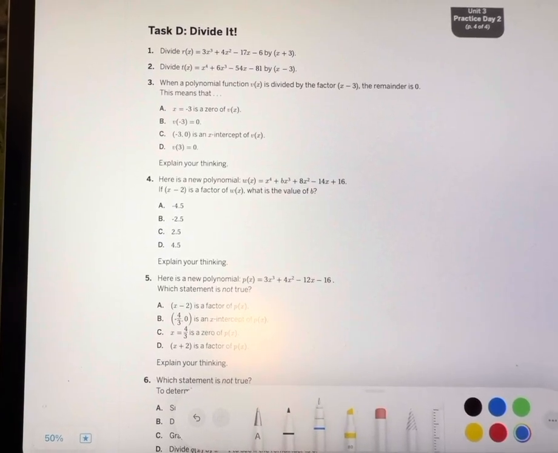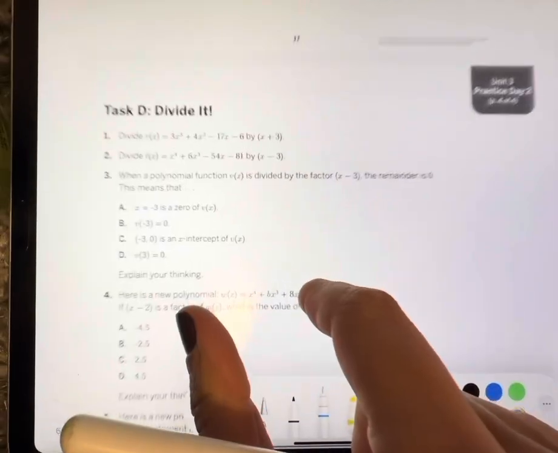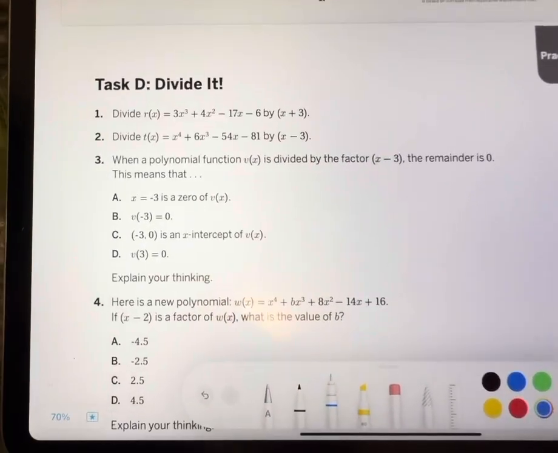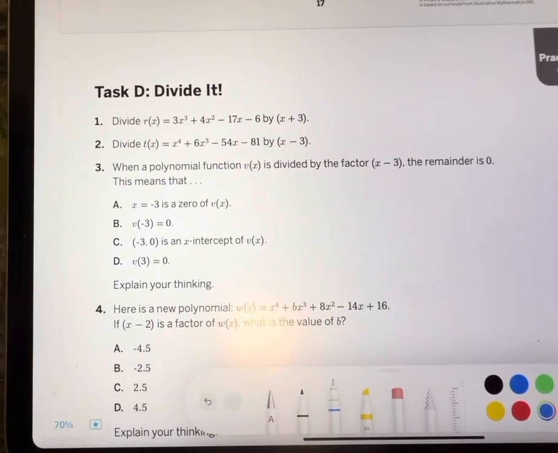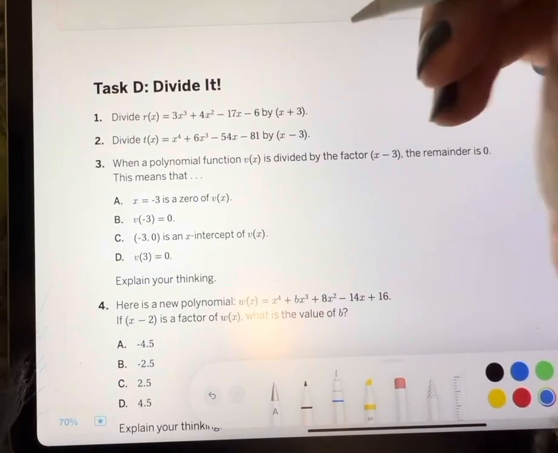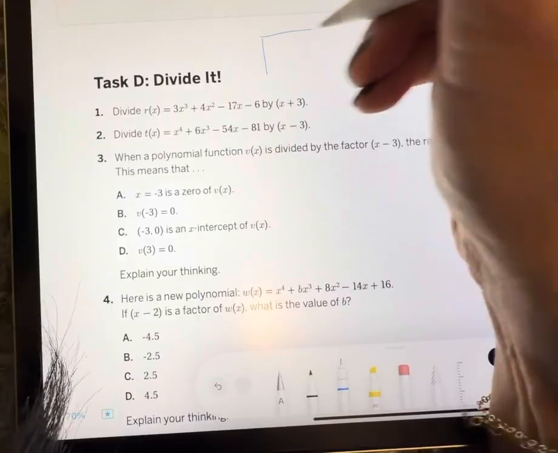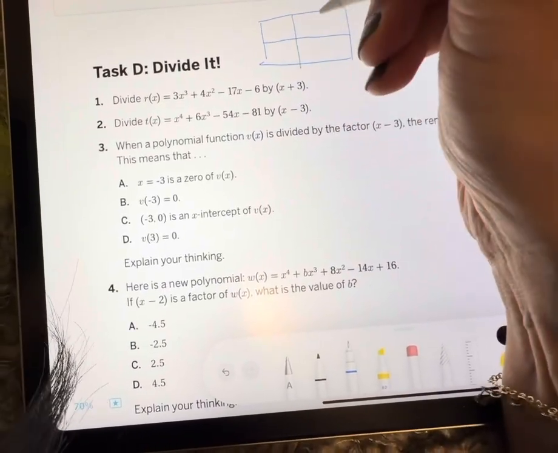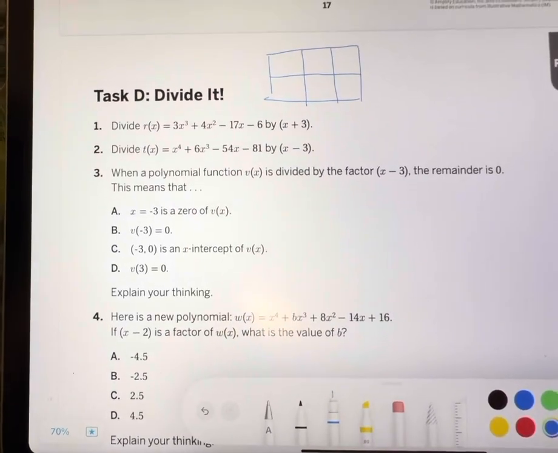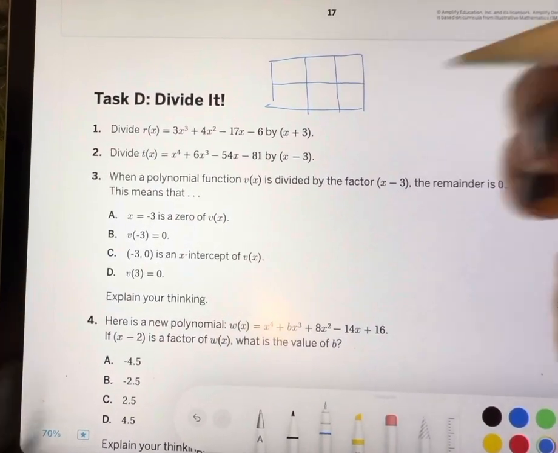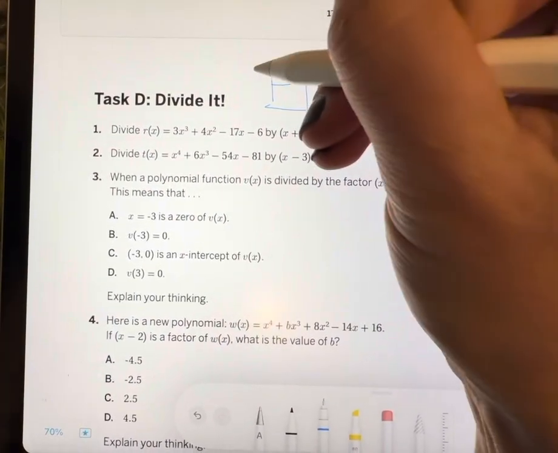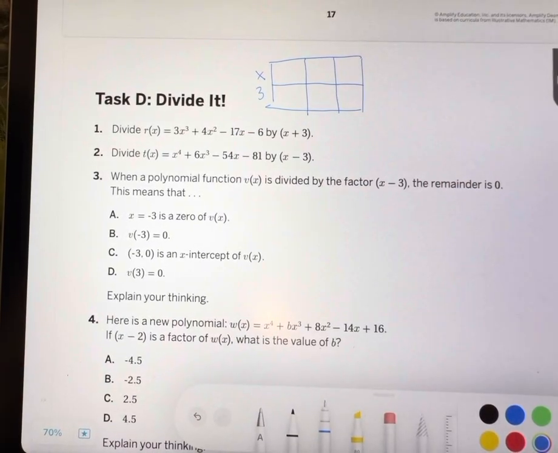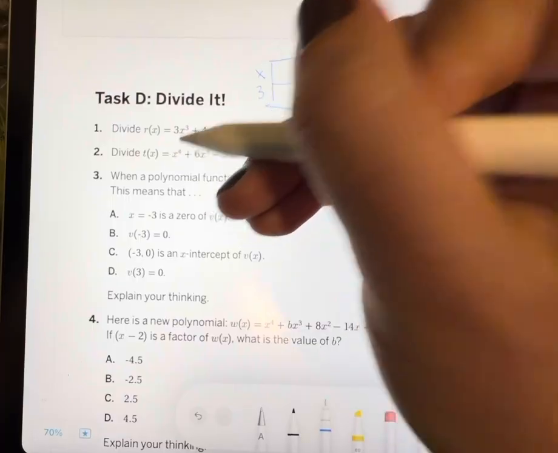All right, let's see. Number 1, divide that by that. Okay, you guys, you can do long division all day long if you want. I have been fully converted into the box, you guys. I believe in the box. So all you got to do with the box is put the x plus 3 on the side. Put the 3x cubed, just that first term of what you're dividing, in here.